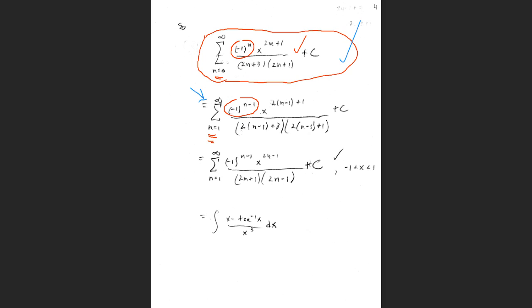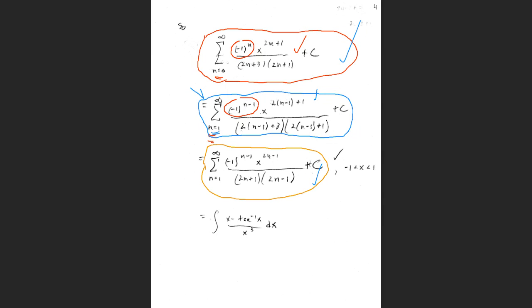If you adjust the index, then you have to adjust everywhere you see an n in the series formula. And if we simplify things a little bit, this is the final formula. And this might be what you see in WebAssign.